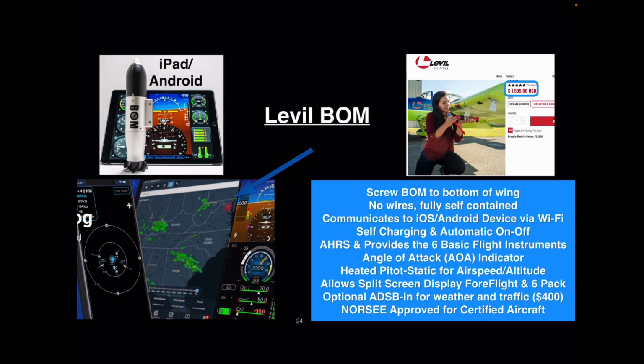And there's an optional ADS-B in for weather and traffic. And it's also NORSE approved for certified aircraft. Now NORSE stands for Non-Required Safety Enhancing Equipment. Now I am not recommending this, but if you're looking for a backup for all your 6 basic flight instruments and an angle of attack indicator for around $2,000, this would certainly be something worth considering.